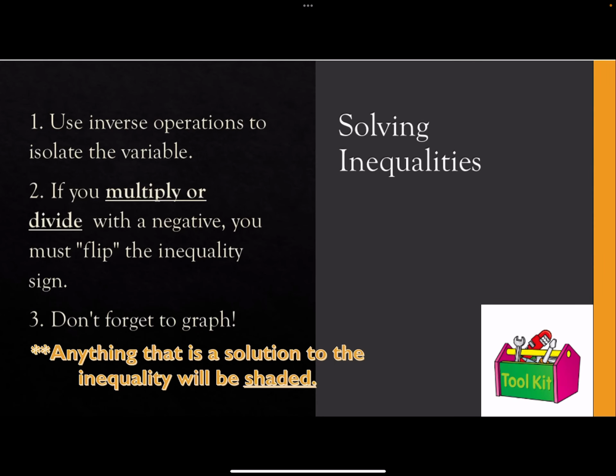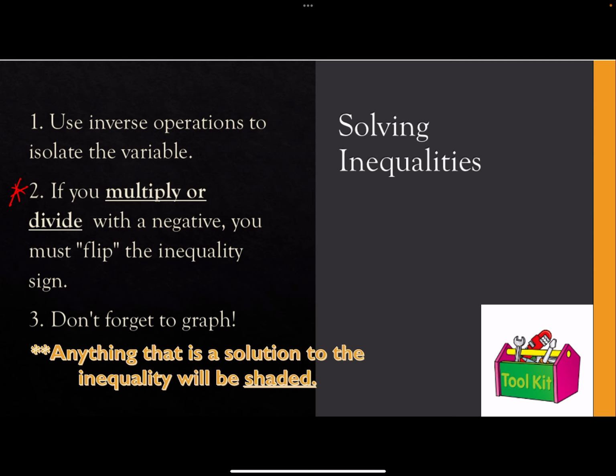Okay. So we're going to solve inequalities. In order to solve inequalities, you're going to use inverse operations to isolate the variable, to get the variable by itself. Remember, if it's like x plus 7, or if it's addition, we're subtracting. If it's multiplication, the inverse is division. But here in number 2, this is the important part, and it's kind of new. This is the new part.